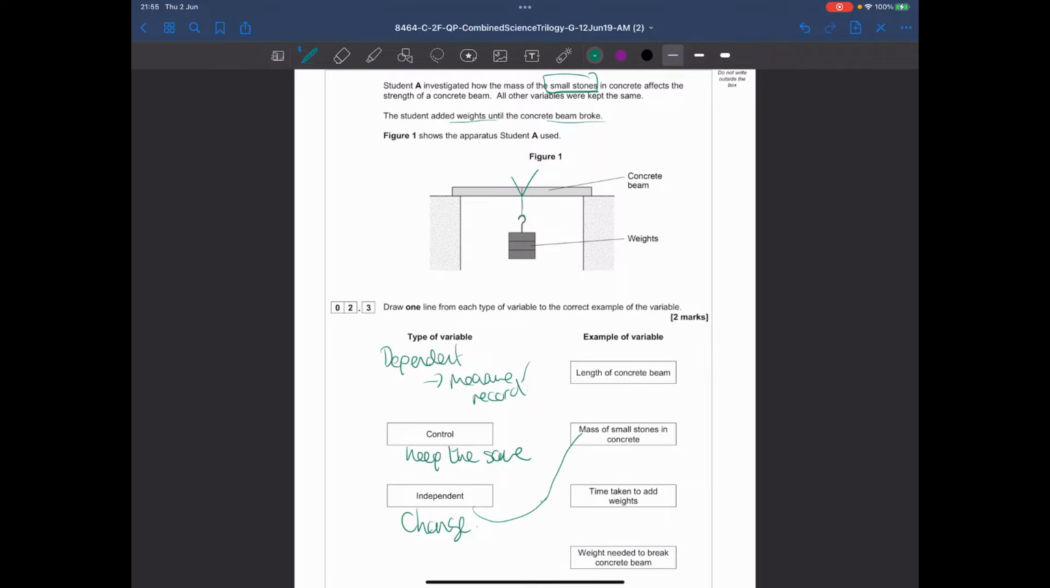What should we keep the same? Well, if it's something that's going to affect the practical, it would be the length of the concrete beam, because it's told us everything else has been kept the same. And just for reference again, the dependent variable, what they are measuring, is how much weight is needed to break the beam. Okay, the time taken to add the weights, not actually needed. That one there is just put there to confuse you.